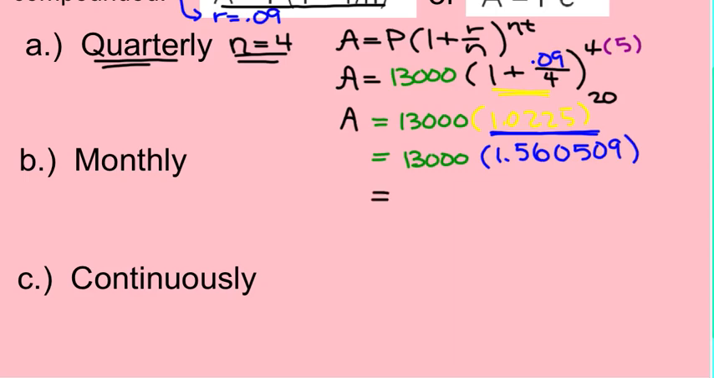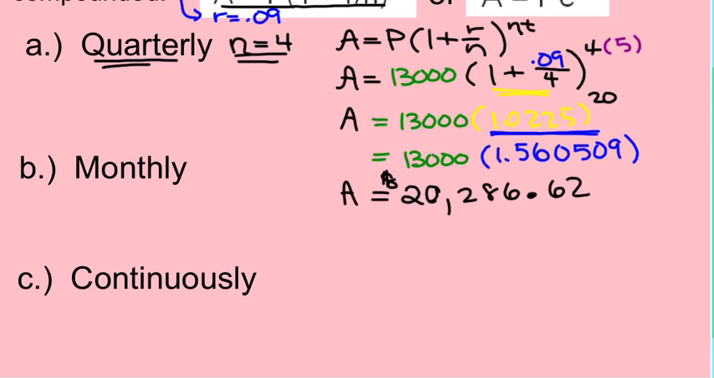So 13,000 times 1.560509. We would rather you be a little bit more comfortable with your calculator and enter that in one shot, but if not, that's okay. So we're talking money, so our units is money, and when we talk money, we go to the nearest tenths or hundredths place. So there's our end amount, about $20,000.